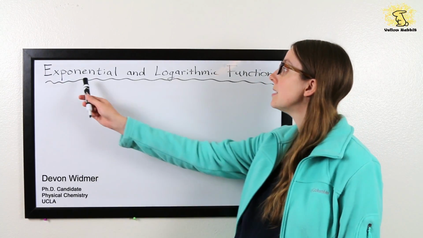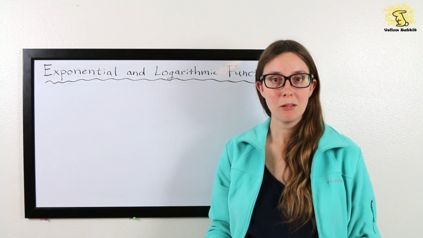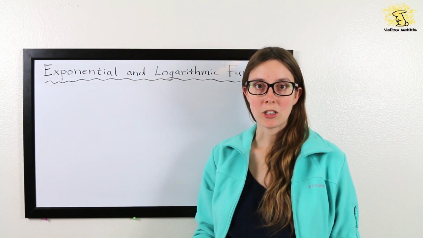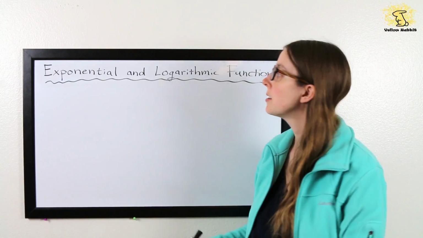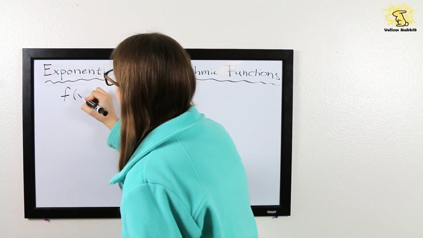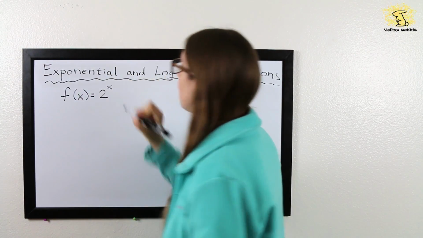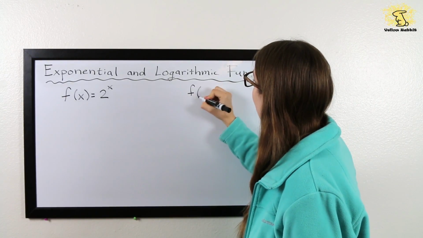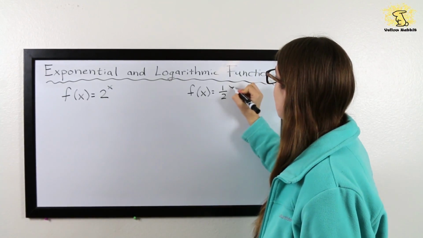Today's topic is exponential and logarithmic functions. Let's start with talking about exponential functions. Exponential functions are any function that have the variable in the exponent. A simple example of an exponential function would be f of x is equal to 2 to the power of x. Another example would be f of x is equal to 1/2 to the power of x.